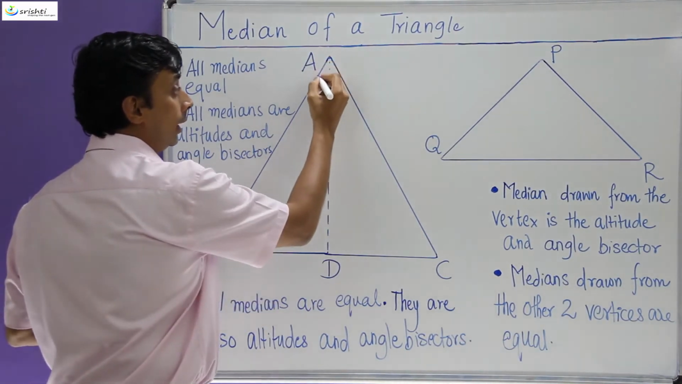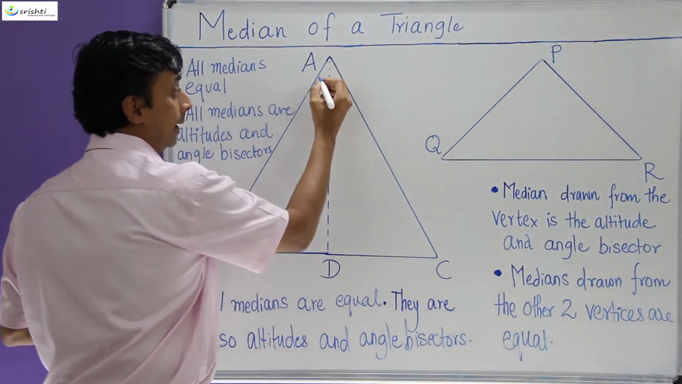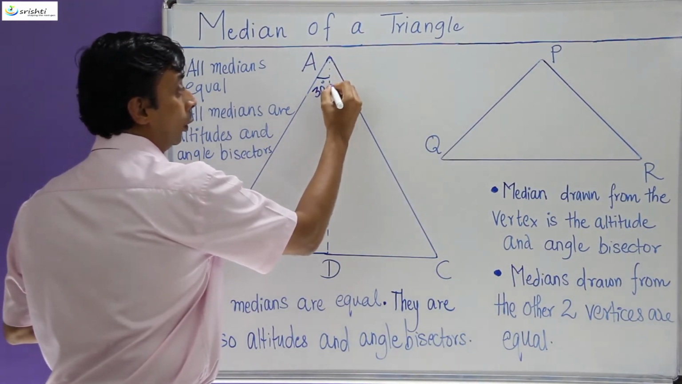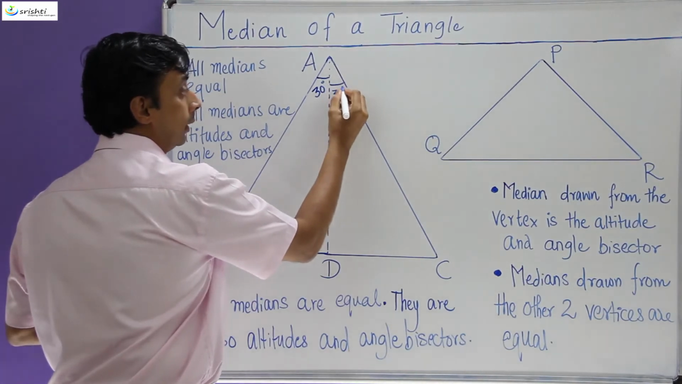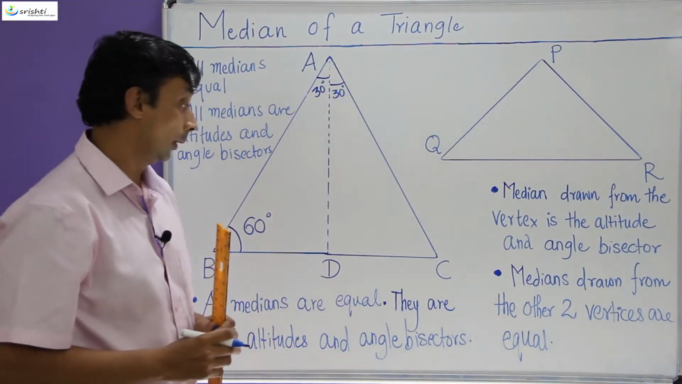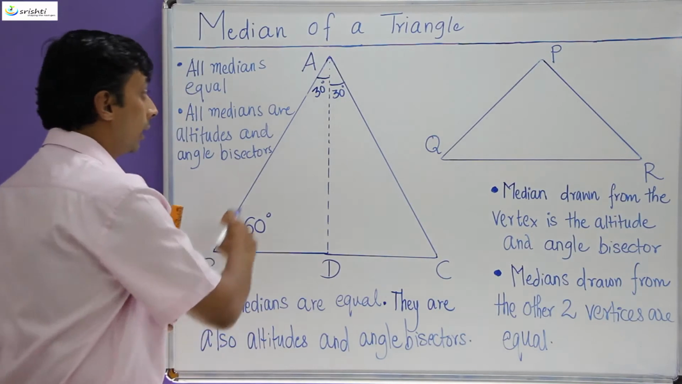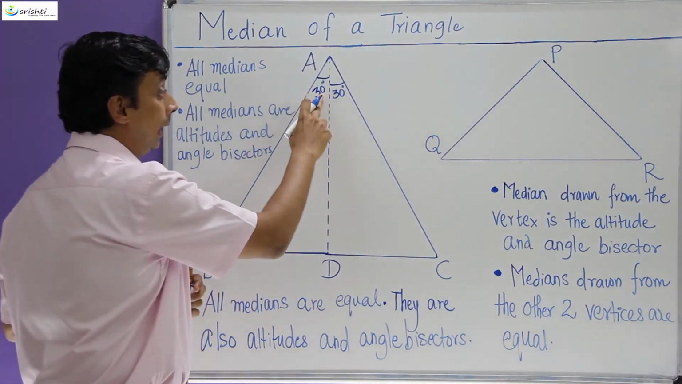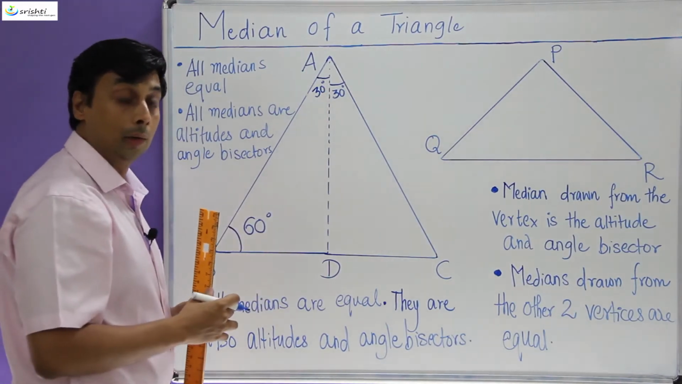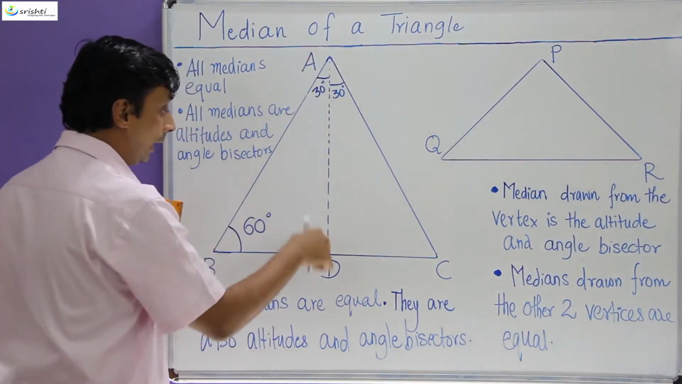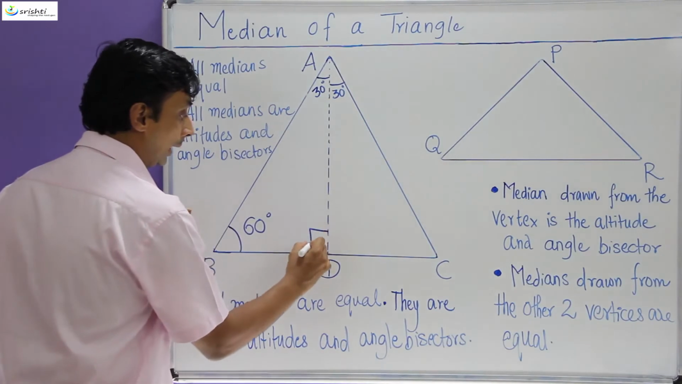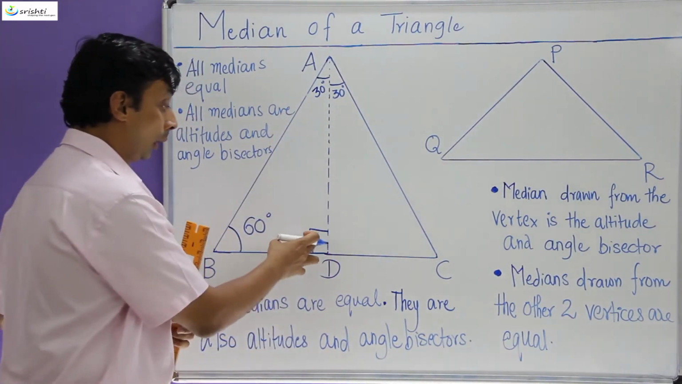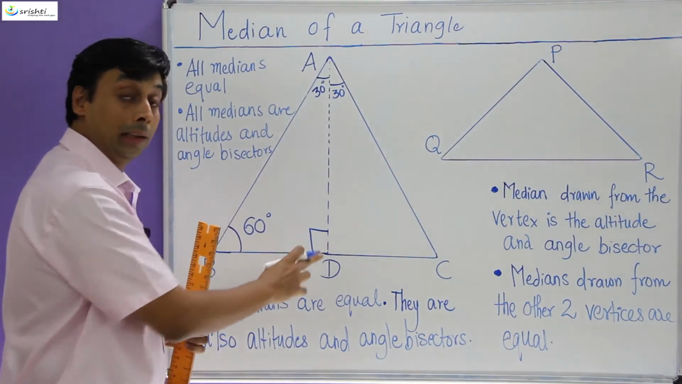So when I bisect this particular angle A, which is 60 degrees, I am bound to get a 30 degree angle here, and I am bound to get the other part also as 30 degrees because it is the angle bisector. Now if I consider triangle BAD, I have 60 degrees here, I have 30 degrees here. So by the angle sum property of the triangle, angle ADB is going to be 90 degrees because 60 plus 30 is 90. So the remaining 90 should come from angle D.